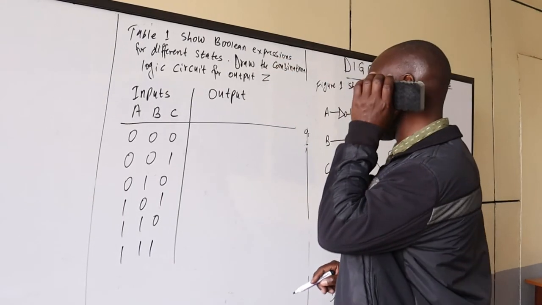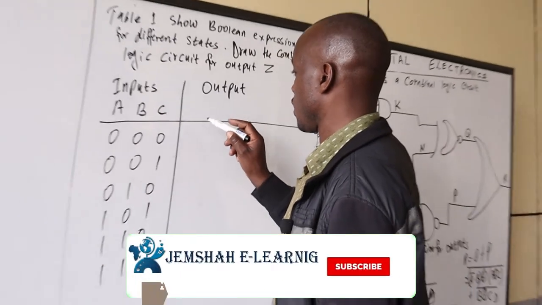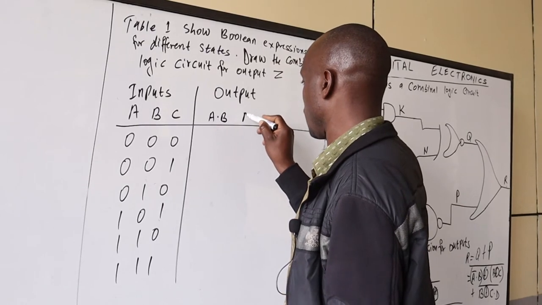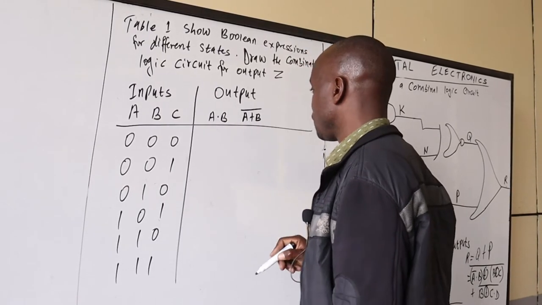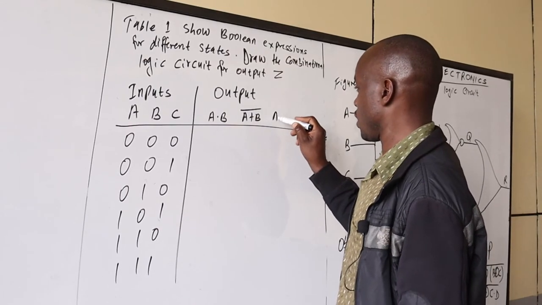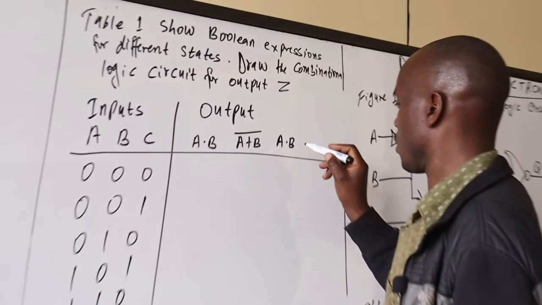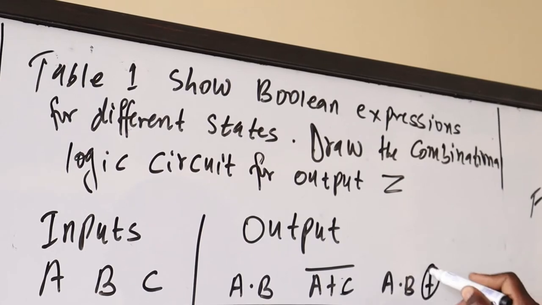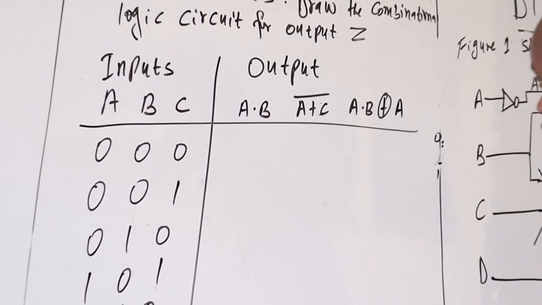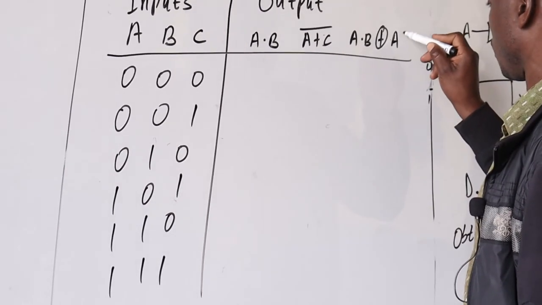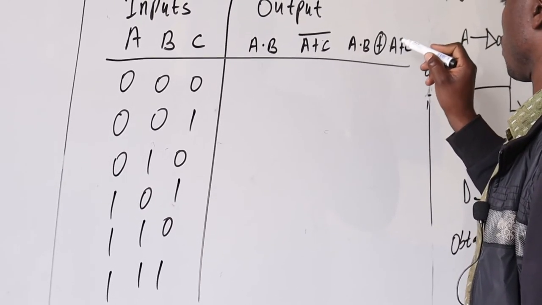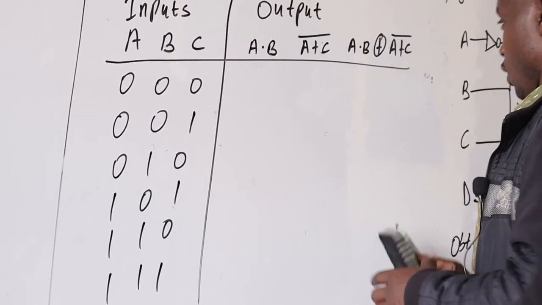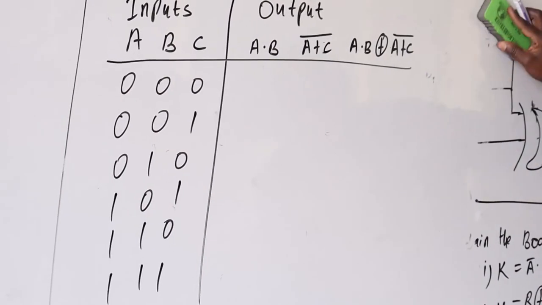So we can draw for output Z. So we can say here we have A dot B. Then here we have A plus C bar. Let me put C here. A dot B exclusive A plus C, exclusive A plus C bar. And then Z now, my Z, that's what I wanted basically.